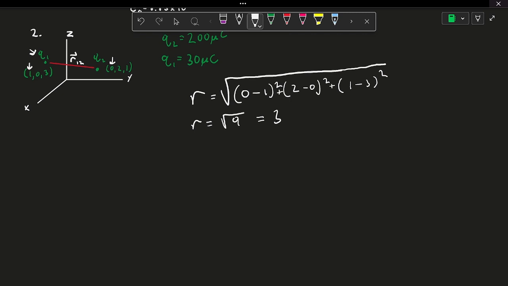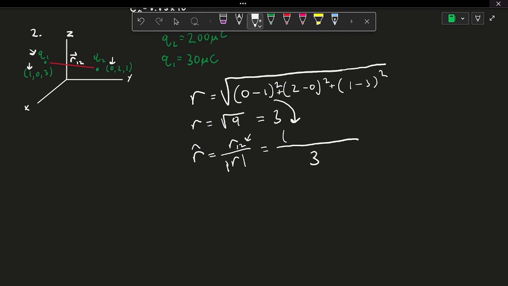Now, we need to figure out our r hat. R hat is the unit vector involved in this problem, and it's going to be r divided by r. Now, the difference between these two r's is that this r is a magnitude, whereas this is just each of the coordinates. So each value here is going to be put over the magnitude, which is 3.